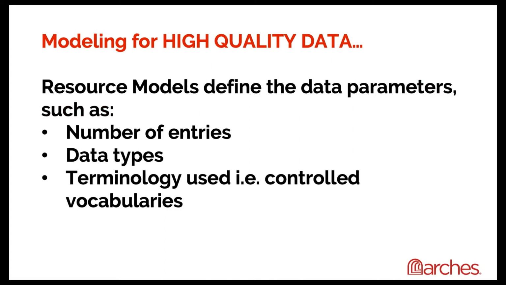Related to having complete data, having high quality data is also important. So now you're using resource models to define the parameters of the data that you are managing. For example, you know that you're going to collect the name of a person, but are you going to allow one name to be collected or allow multiple names for that person to be housed in your Arches system? What would be the data type for that name entry?